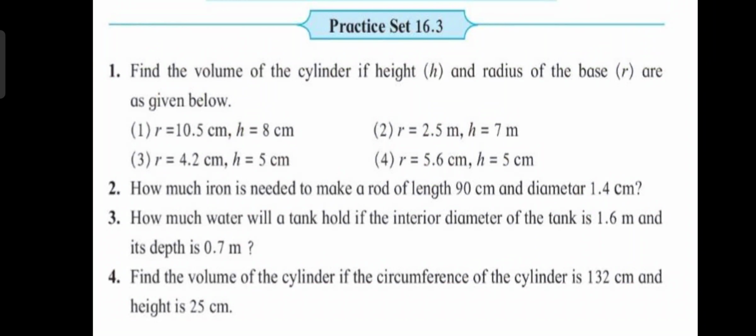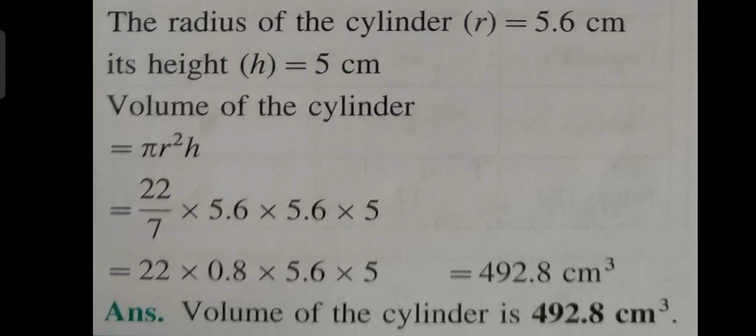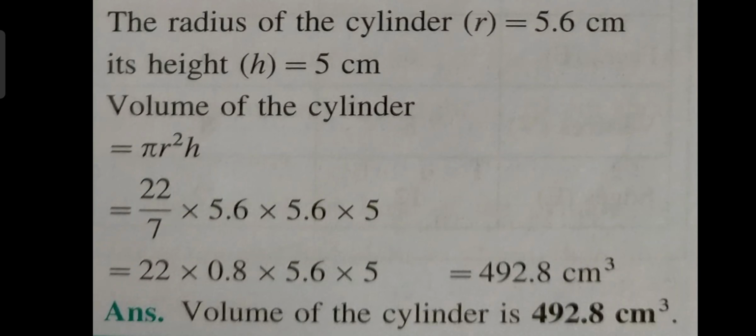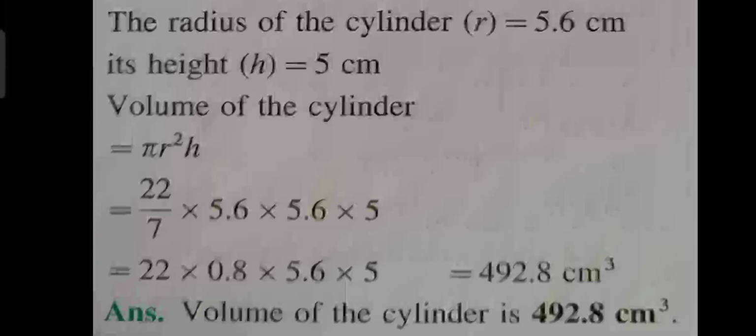Now the fourth one: r is 5.6 centimeter and h is 5 centimeter. So the answer is: the radius of the cylinder r is 5.6 centimeter and its height h is 5 centimeter. So the volume of the cylinder is pi r square h, that is 22 upon 7 into 5.6 into 5.6 into 5. 7 ones are 7 and 7 0.8s are 5.6. So that is 22 into 0.8 into 5.6 into 5. That gives the answer as 492.8 cubic centimeter. So the volume of the cylinder is 492.8 cubic centimeter.